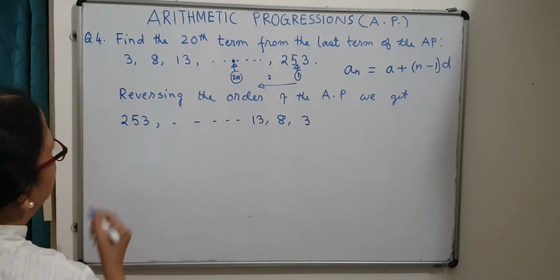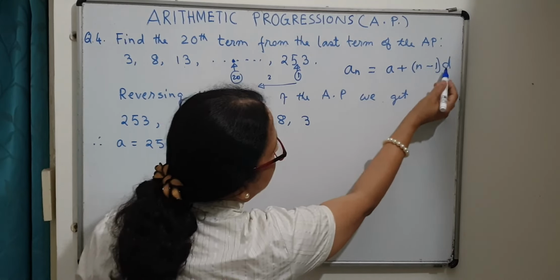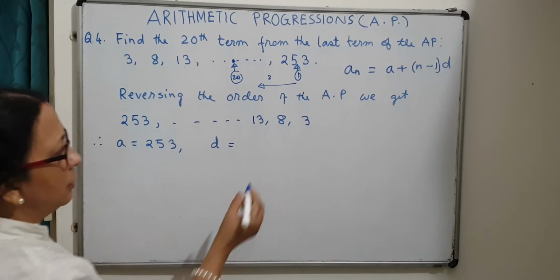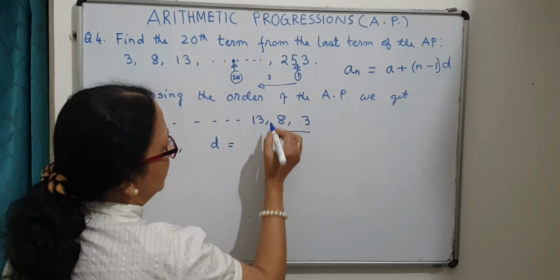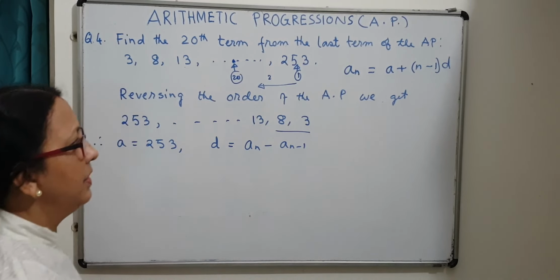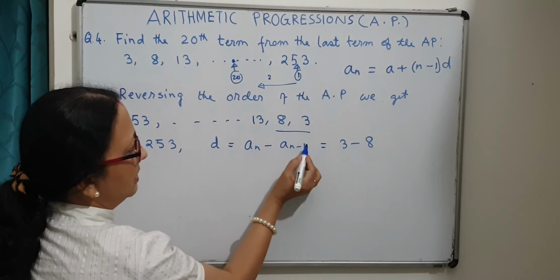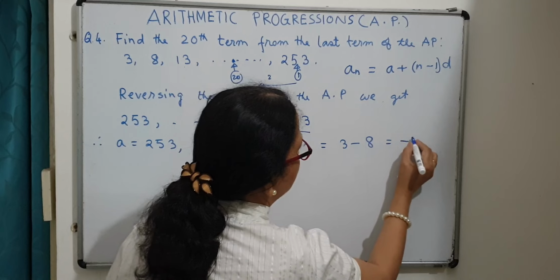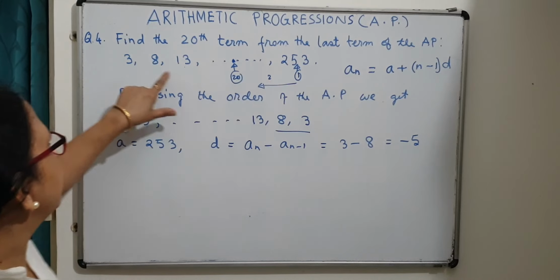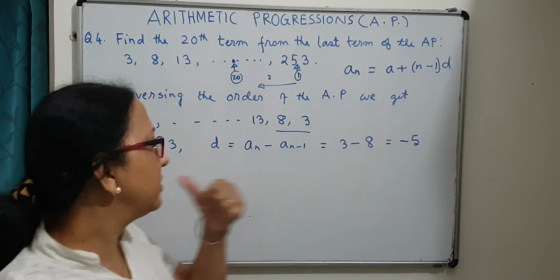So now A is our 253. I have to know A and D. And what will be D? Since there is no such term, I can look at this term minus this term, because I know an minus an minus 1 is also D. So this is 3 minus 8, which is minus 5. Or you see, the common difference for the original AP was 8 minus 3, which is plus 5. So when I reverse the order, obviously it will be the negative of that. So minus 5, in that way, simple.